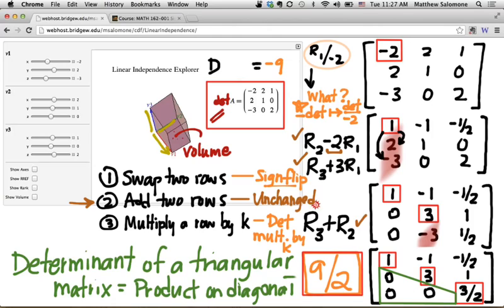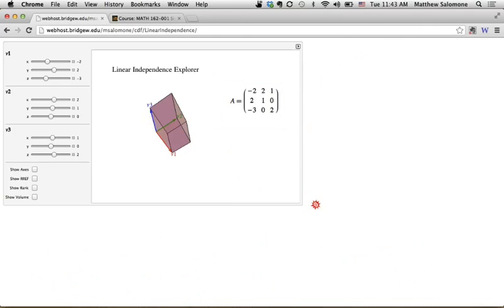That should mean that the volume of this parallelepiped spanned by these three vectors should be, up to a sign anyway, equal to our determinant. So the volume of that parallelepiped should be 9. Hopefully, that is the case. Yep. Cool.